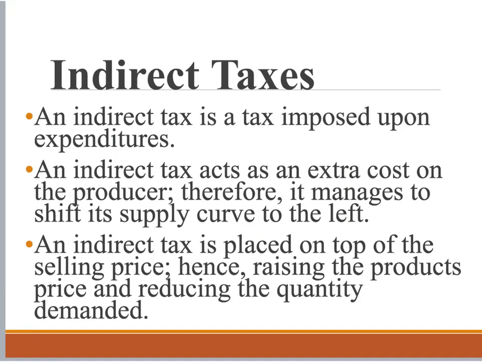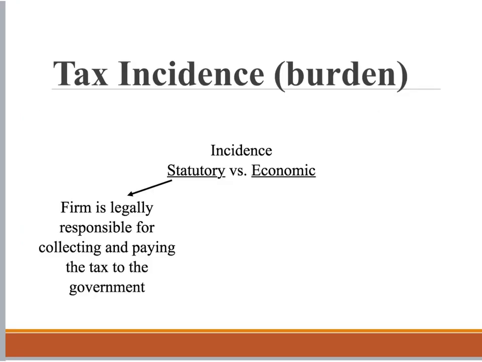As you can see in the model, an indirect tax is placed on top of the selling price, hence raising the product's price and reducing the quantity demanded. The reason for the tax shifting supply instead of demand is simple. It comes down to what's called the statutory incidence. The statutory incidence, or burden, of a tax refers to which party has the legal obligation to pay the tax. For example, the incidence of a sales tax on many products is on the firm because the seller is legally responsible for collecting the tax and allocating that tax to the government.